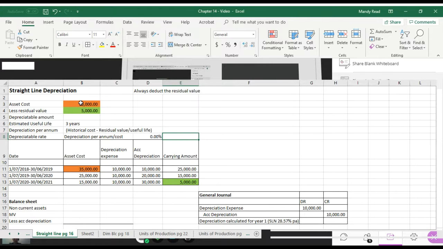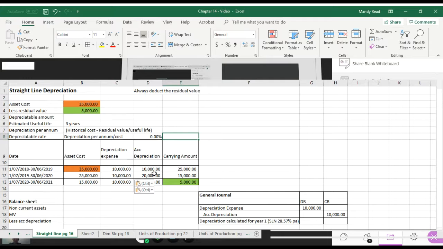So then we go to create our depreciation schedule. We start off with the asset cost, and we use the historical cost. We don't use the depreciable amount. That's why I've color coded them both the same color. Our depreciation expense for the year is going to be $10,000. Because it's straight line depreciation, that $10,000 is going to be the same every single year, so we copy it down into each one of those cells.